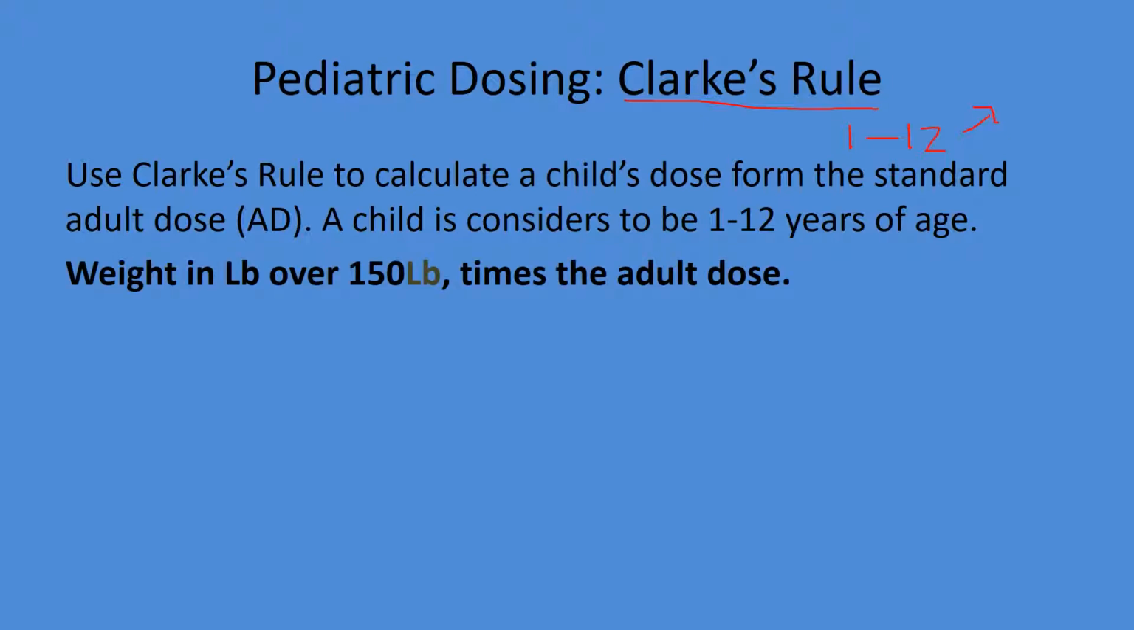Take their weight in pounds. This is one of the rare times we actually will use weight in pounds. Divided by 150, and then you multiply by the adult dose. Pounds over 150 times the adult dose will be the child's dose.